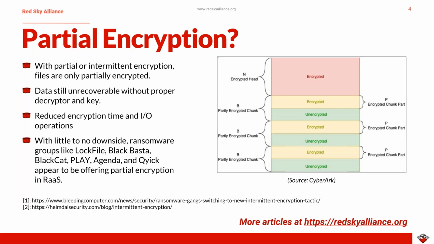Partial encryption has been a growing trend with ransomware groups for a couple of reasons. First, even though partial encryption may sound slightly less horrible than full encryption, it can be just as effective at making files unusable without a proper decryption method or key. Only a small proportion of a file's data needs to be encrypted before the file becomes unusable.